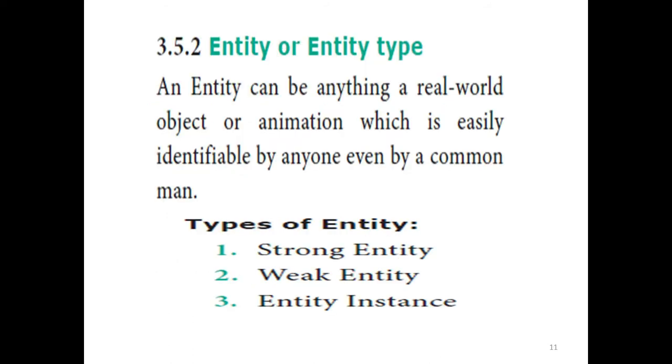Then what is entity or entity type? It's a 3 mark question to you. An entity can be anything, a real world object or animation which is easily identifiable by anyone, even by a common man. A common man can, in real life, see some animation. So the real world object or animation which is easily identified by anyone, even by a common man, we call an entity. So the entity types are strong entity, weak entity, entity instance. It should be elaborately given. You have to go through it.